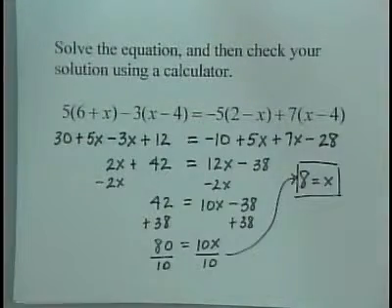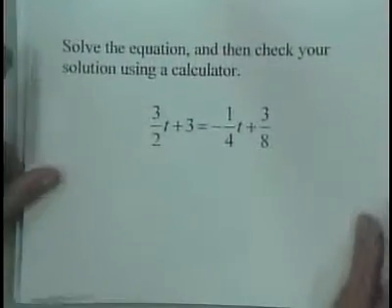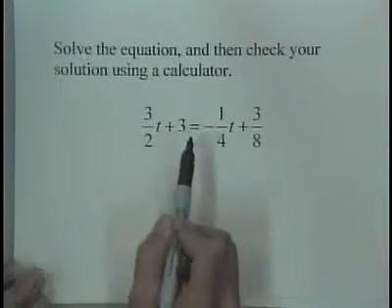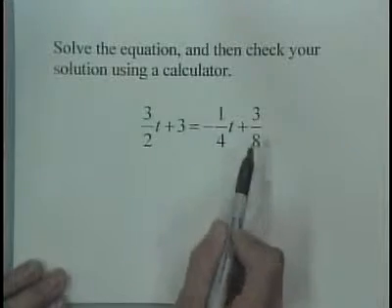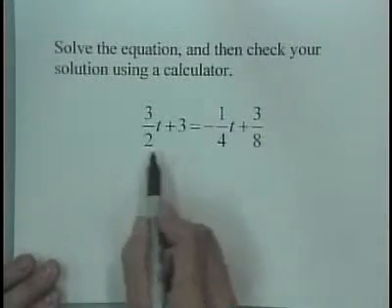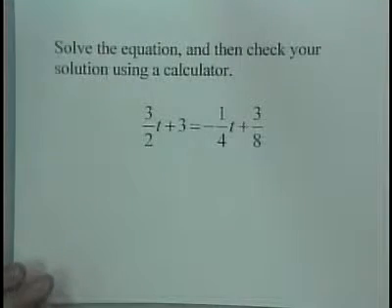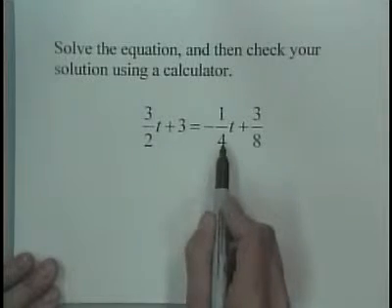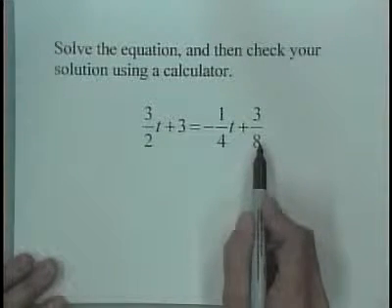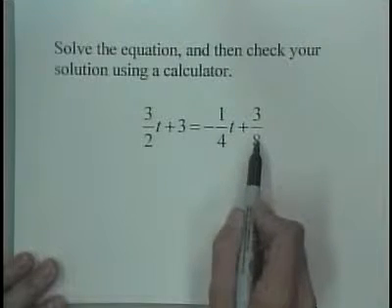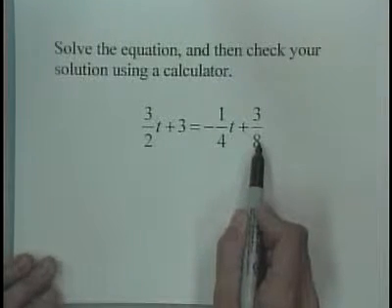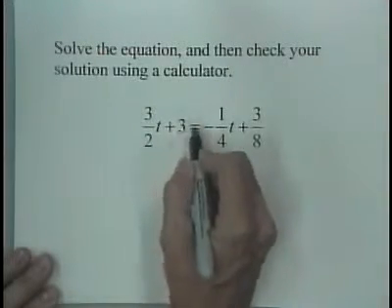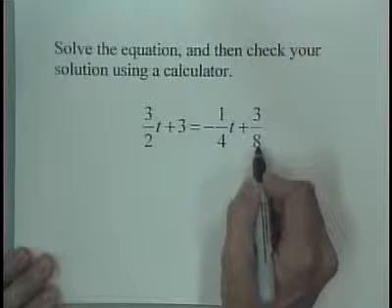Let's try another equation, this one involving fractions. Here's the one we want to solve. The equation is 3/2 t plus 3 equals negative 1/4 t plus 3/8. With fractions, you can solve the equation as we have been solving, or as an additional first step, we can multiply through by the common denominator and clear the fractions. When you look at the denominators 2, 4, and 8, the common denominator of those is 8. So I'm going to multiply every part of this equation by 8.